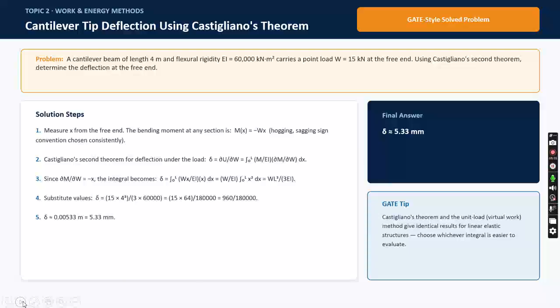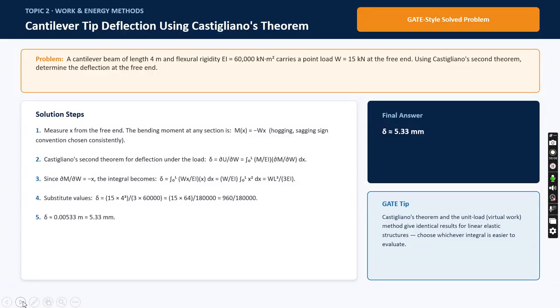A cantilever beam of length 4 meter and flexural rigidity EI equal to 60,000 kilonewton meter square carries a point load W equal to 15 kilonewton at the free end. Using Castigliano's second theorem, determine the deflection of the free end. To solve this problem, first measure x from the free end. The bending moment at any section is M(x) = -Wx. Hogging and sagging, the sign changes here.